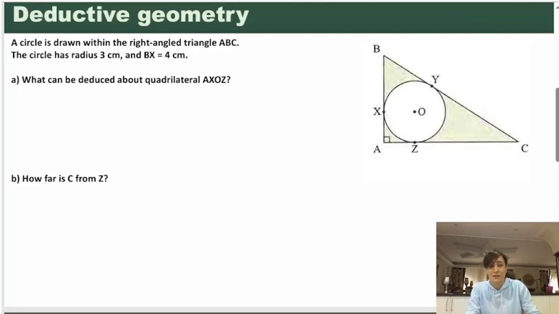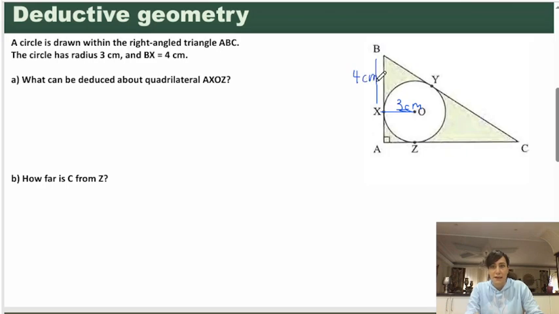Let's get started. Here it says a circle is drawn within the right angle triangle. The circle has radius 3 centimeter and BX equals 4 centimeter. So as we see, ABC is a right angle triangle. Here, this sign shows me this angle is 90 degrees. And it says the radius of the circle is 3. Let me show the radius of the circle is 3 centimeter. And BX here, this segment equals 4 centimeter.